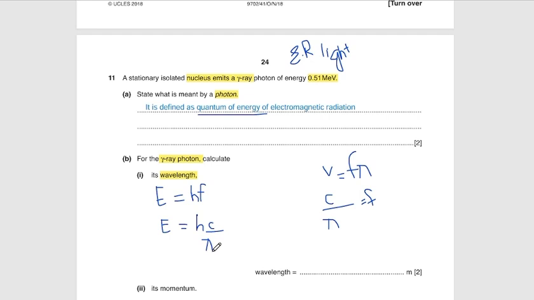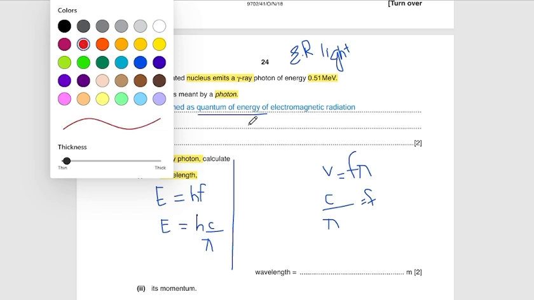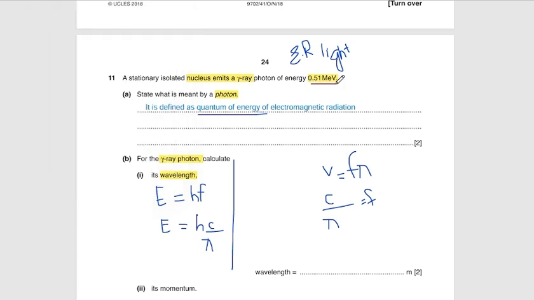Now there's one more important thing that we need to discuss. They have given us the energy, 0.51 megaelectronvolts. We have the Planck constant, we have the c, and we have to find the lambda. The mistake that most students make is that they just write 0.51 as it is.